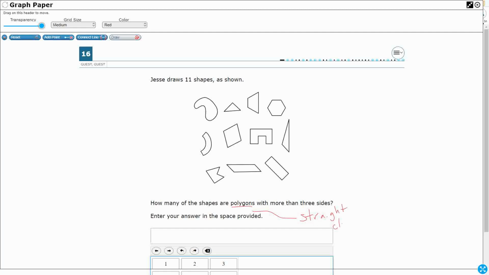are closed. So let's cross off the ones that we know are not going to work. This is not going to work because it is closed, but it is not straight. Now, this is not going to work.